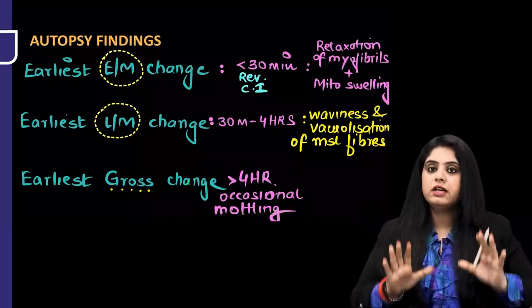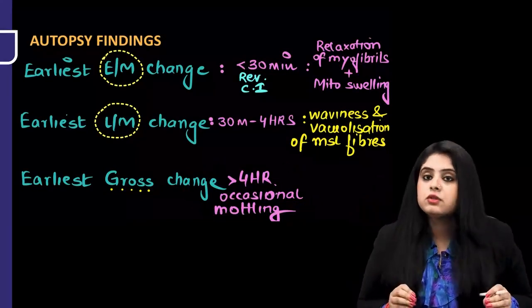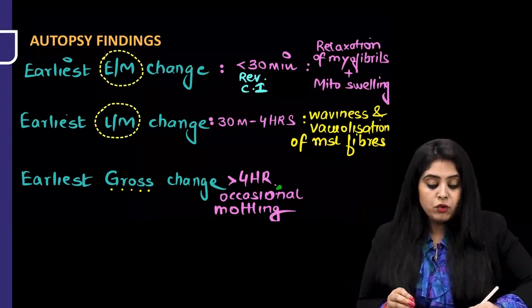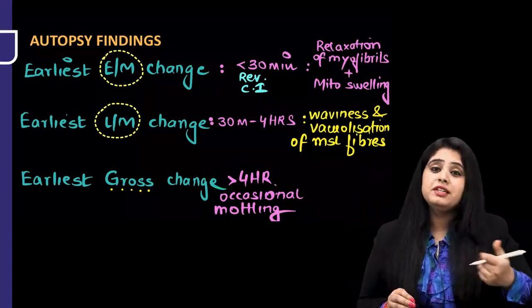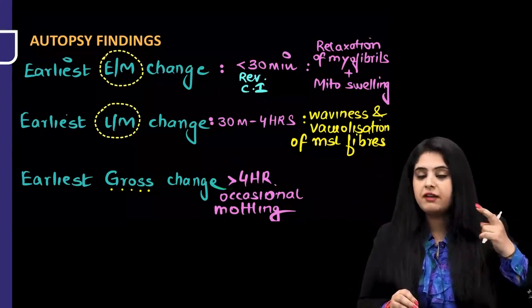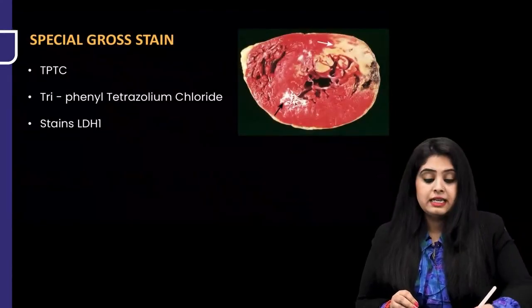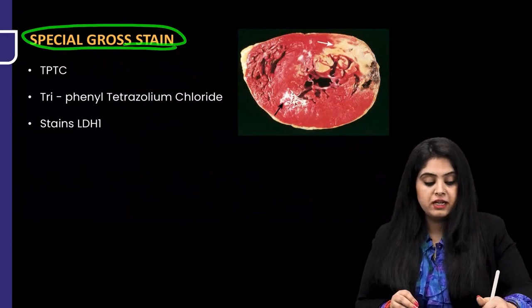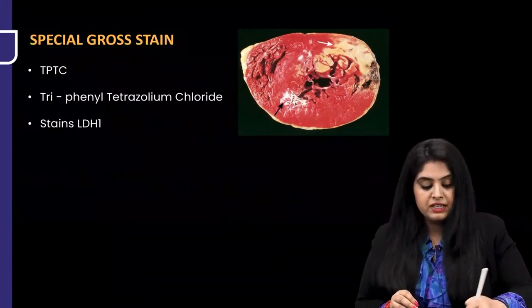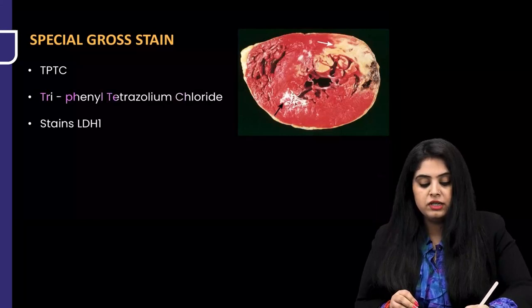So now you've done all these changes, but there's a pertinent question over here. Till 4 hours, what if the person dies within 4 hours? How will I see? With my two eyes, I can't see anything. But can I put some stain? Can I put some gross stain and find out? So the name of that stain is TPTC, triphenyl tetrazolium chloride.